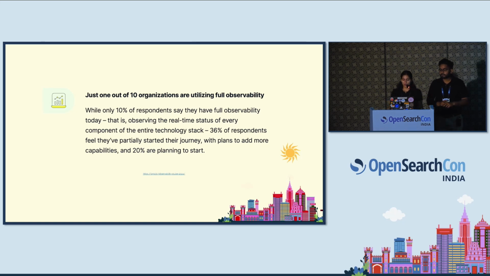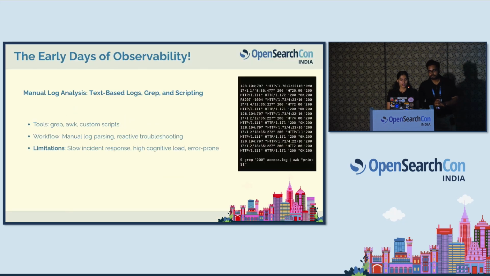Moving forward, only 36% of respondents feel they have partially started their journey, with plans to add more capabilities, and only 20% are planning to even start now. So we are lagging a lot, because observability adds a lot when it comes to identifying and resolving an issue. You cannot spend a large number of days identifying a single small issue that can be solved in a few hours. So let's move forward and see how observability looked in the early days.